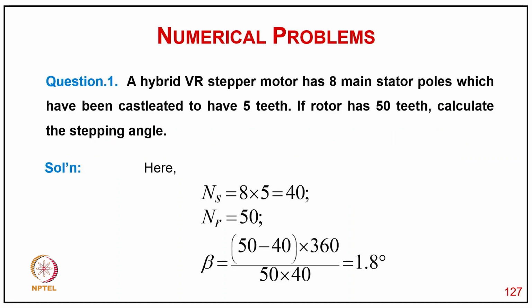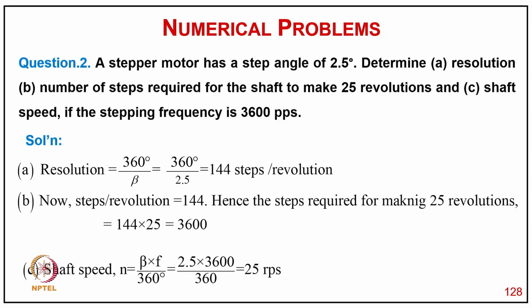Question 1. A hybrid VR stepper motor has 8 main stator poles which have been castellated to have 5 teeth, and if the rotor has 50 teeth, calculate the step angle. Here Ns equals 8 into 5, that is 40, and Nr equals 50, and calculating beta, that is (50 minus 40) into 360 by (50 into 40), that comes 1.8 degrees. Now question 2.